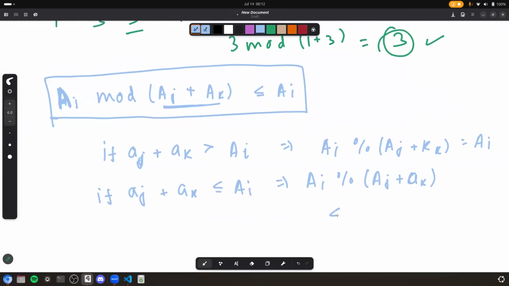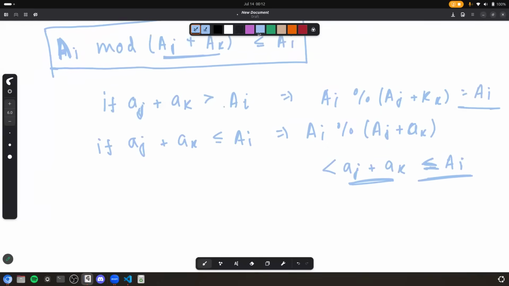will have to be less than AJ plus AK, which is less than or equal to AI. So basically our modulo in all cases would be less than or equal to AI. We can understand this more if we take some examples.